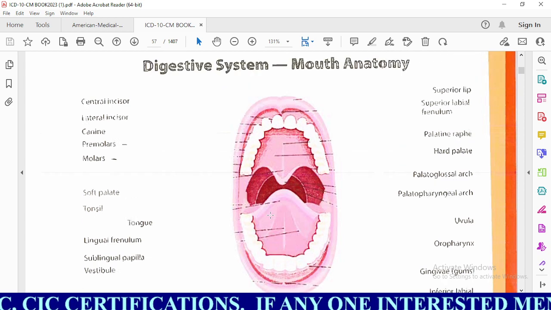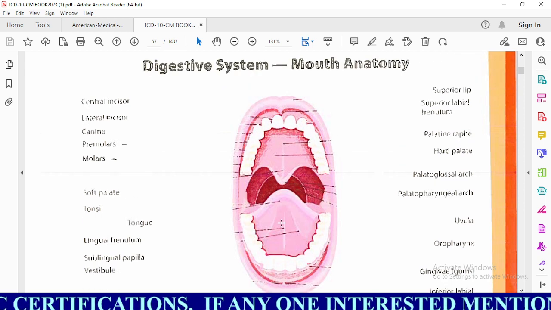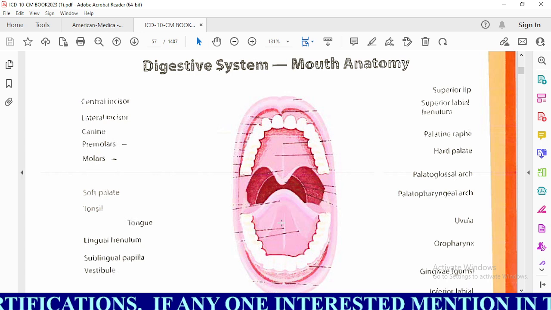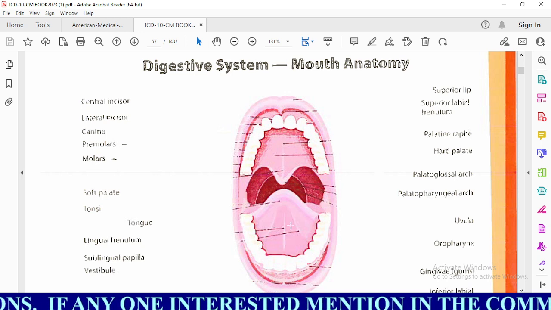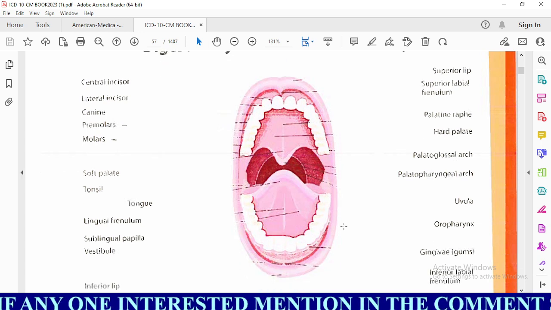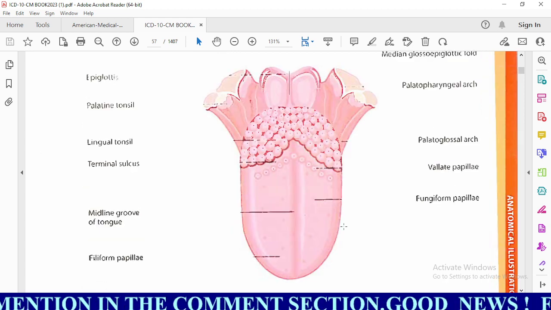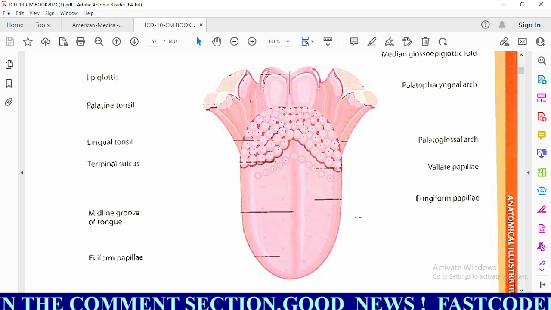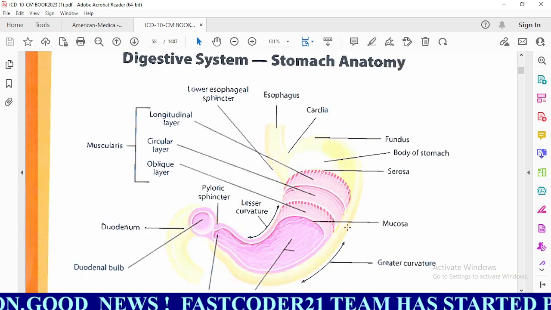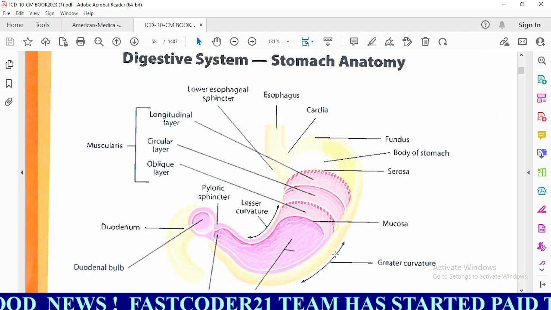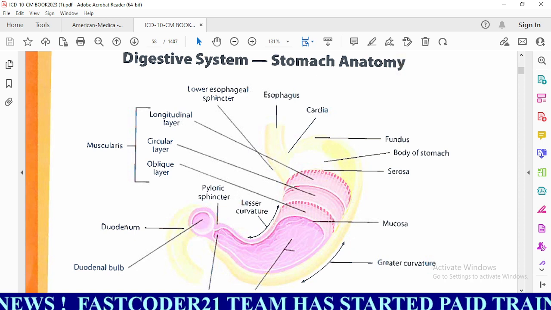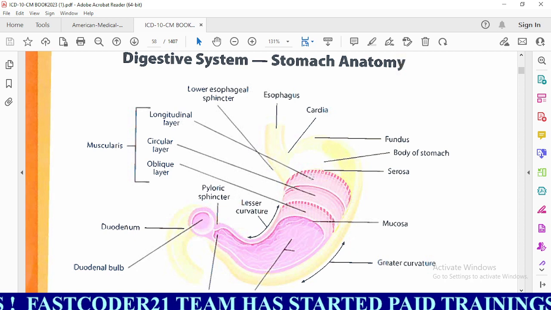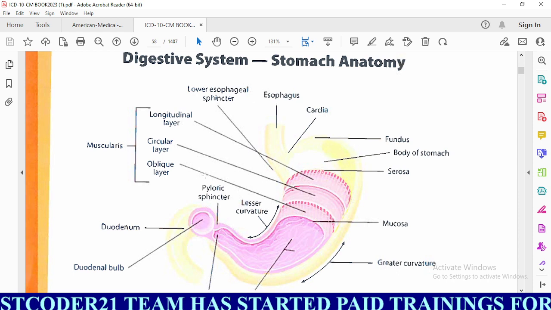So here we have mouth anatomy. If you are doing any procedures on the mouth area, you need to know the anatomy of the mouth. And we have tongue anatomy here. These are very important. Here we have stomach anatomy. If you see here, greater curvature and lesser curvature. And you need to know all these body parts in order to code properly.